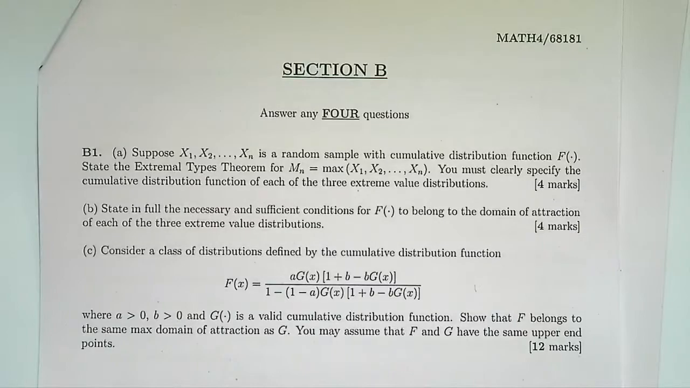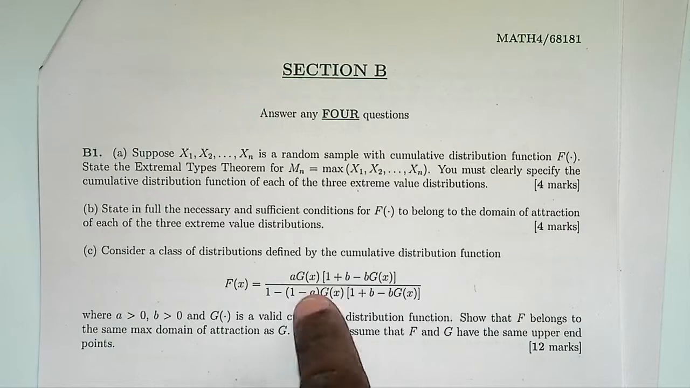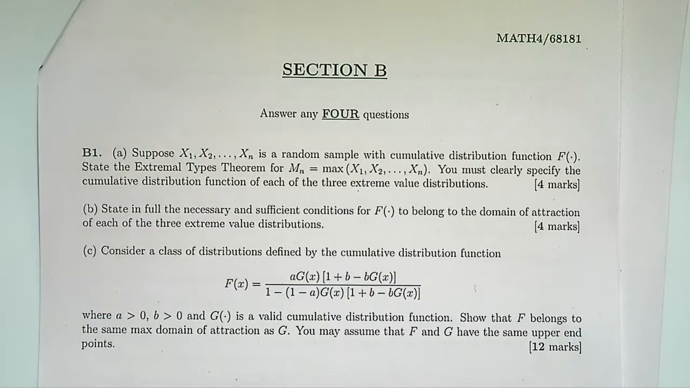Section B. Section B will have 5 questions. So the first question will be of the style of the in-class test, right? So there are 3 parts. The first part is to state the extremal types theorem in full. Part B is to state the necessary and sufficient conditions for the 3 domains of attraction, and part C is to show, you'll be given something like this and asked to show that F and G belong to the same domain of attraction, right?